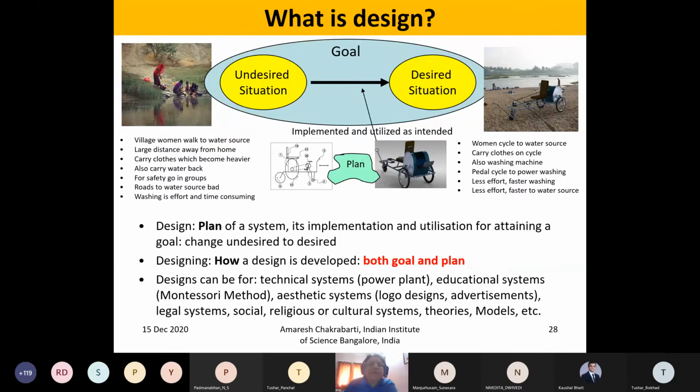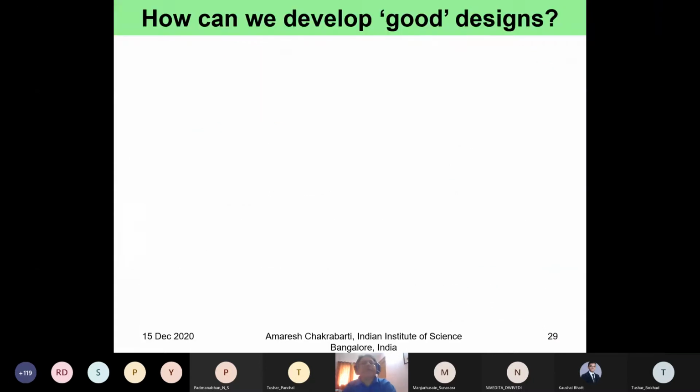And these designs, the plans can be for technical systems like a power plant, educational systems like a Montessori method, aesthetic systems like a logo, legal systems, and so on. The question is then, yes, we can come up with goals and we can come up with plans, but then most of the startups still fail. So what's the big deal? What is it that we need to do in order to develop good designs? Good as in those that are more likely to be successful. And so this is where we need to look into the details of how designing is developed.